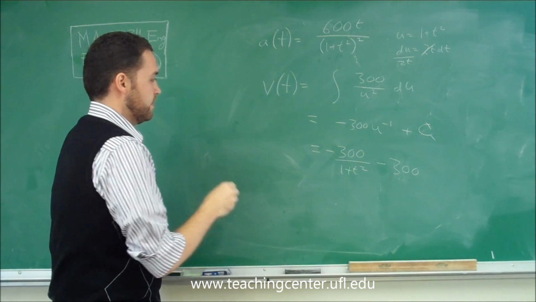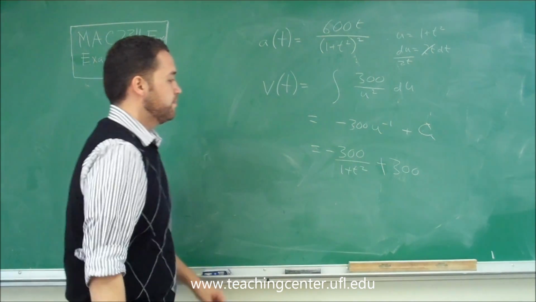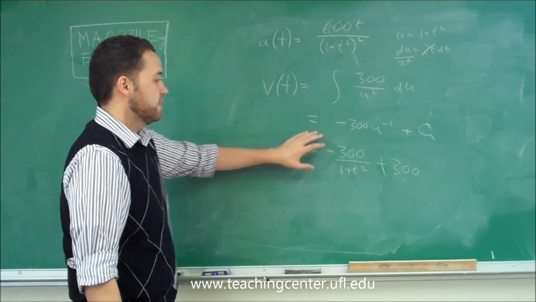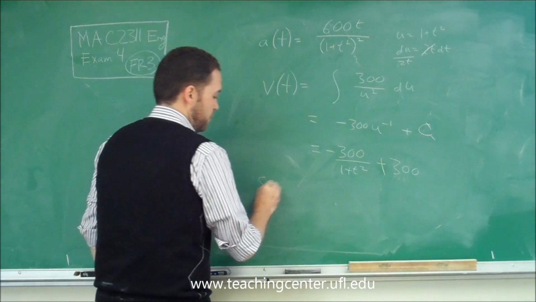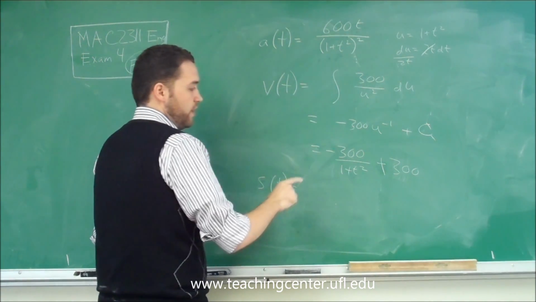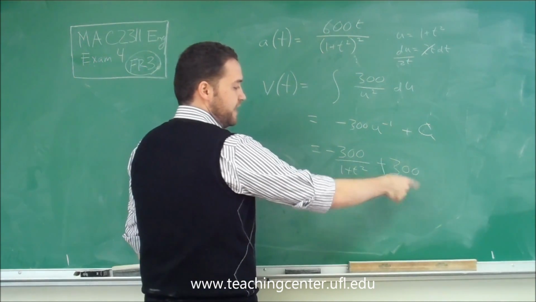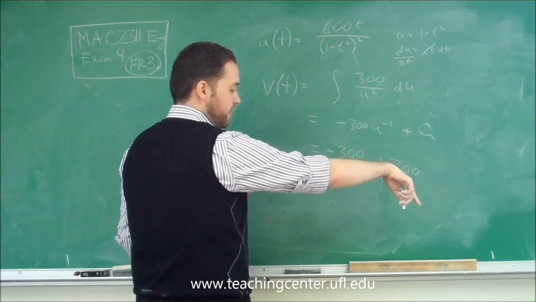So that being said, your particular solution is actually going to be this plus 300. Now what's going to happen is we need to take the antiderivative of this to get our position function. So the position function, well, we know how to take the antiderivative of that, that's just tacking a t on. But we're going to have an integration constant on the end. So you'll have 300t plus c.